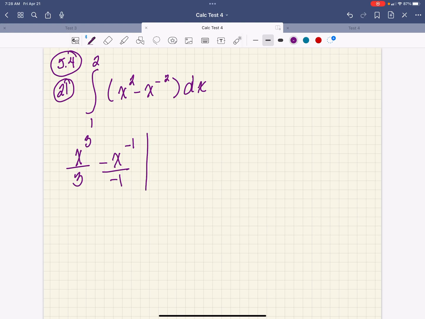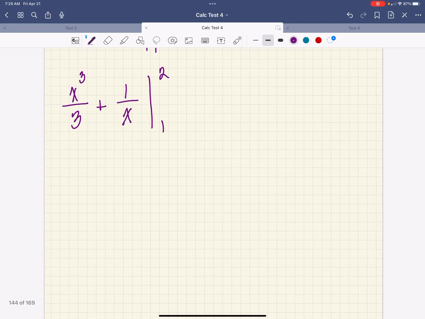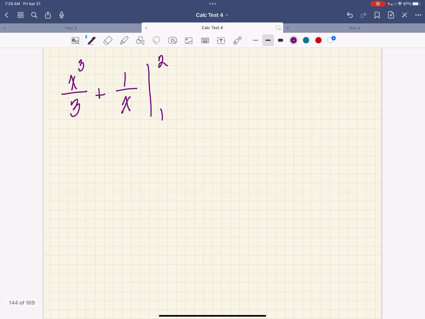Then we are going to do the evaluation of that from 1 to 2. Okay, so I've got to do 2 to the third over 3. Let me do a rewrite before we start evaluating. Okay, so I've got x to the third over 3, negative and negative make a positive, x to the negative 1 is 1 over x. We just want to make sure that we're not trying to do too many things at once, because that's when we make a mistake. So now let's evaluate.